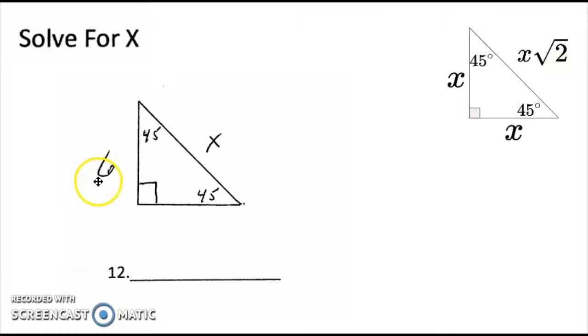So for number 12, 6 is a leg. To find a hypotenuse, you just put radical 2 next to it. So your answer is 6 radical 2 for number 12.